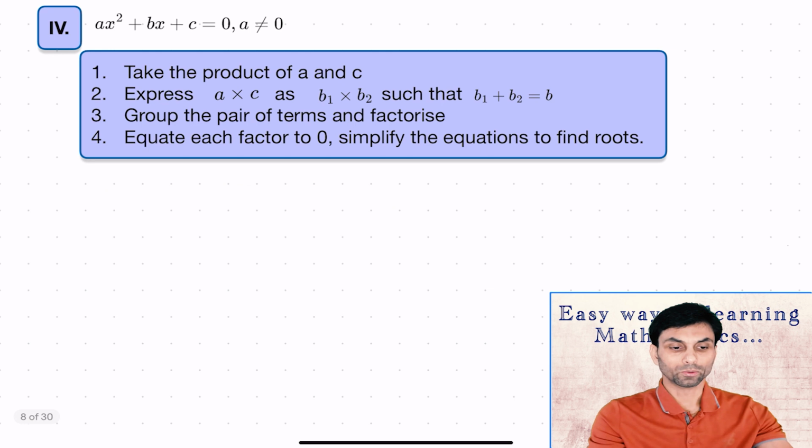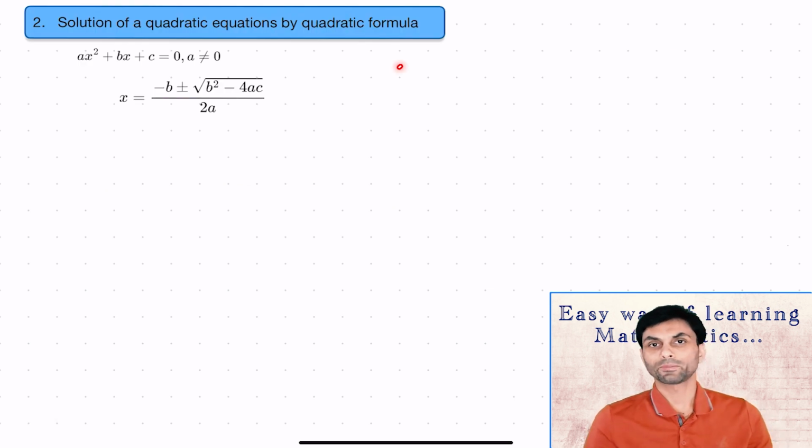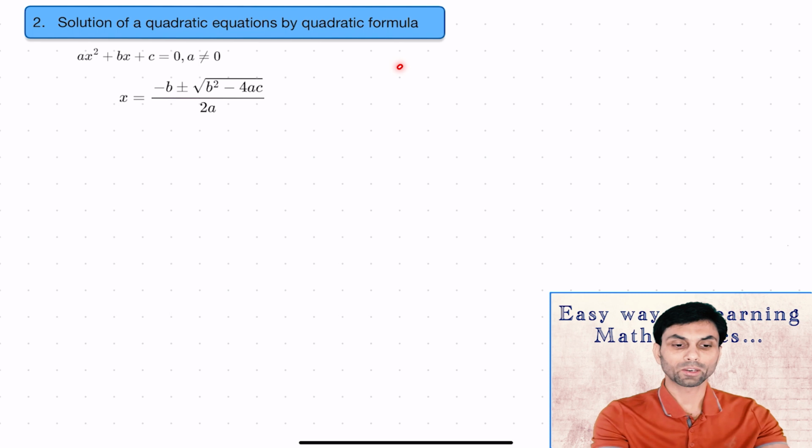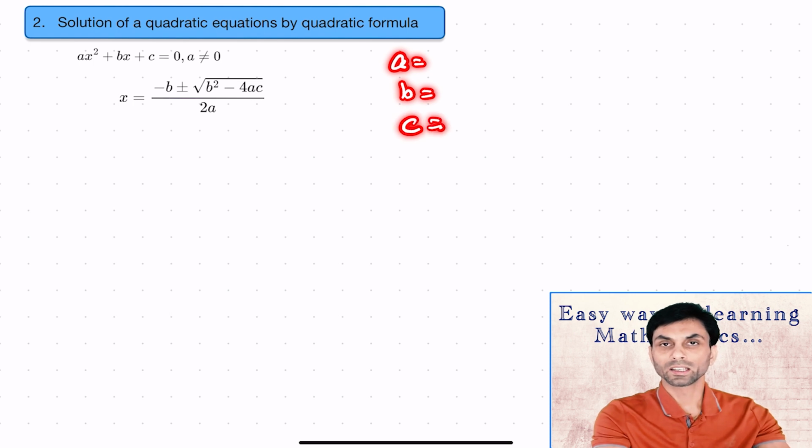Now let's see what the quadratic formula is. So quadratic formula is also a way by which we can find out the roots of the quadratic equation without factorizing it. In that case, for a given quadratic equation, we will take the values of a, b and c, and substitute those values in this formula in order to obtain the roots of the quadratic equation.